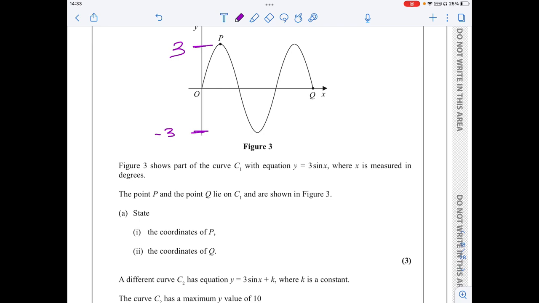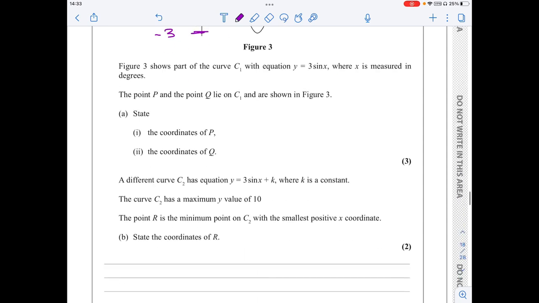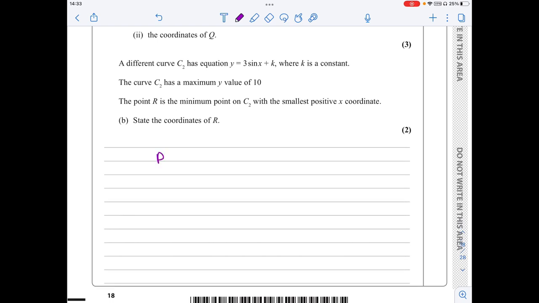So over there we can see that this is 90, 180, 270, 360, 450 and 540. So the coordinates of P will be (90, 3) and, for part 2, Q will be (540, 0).